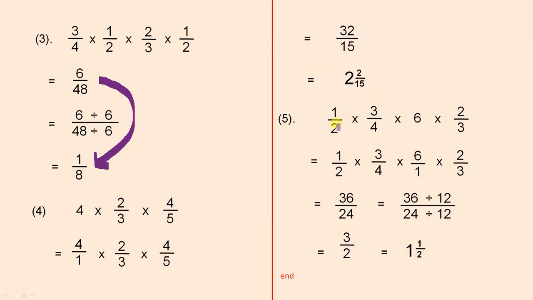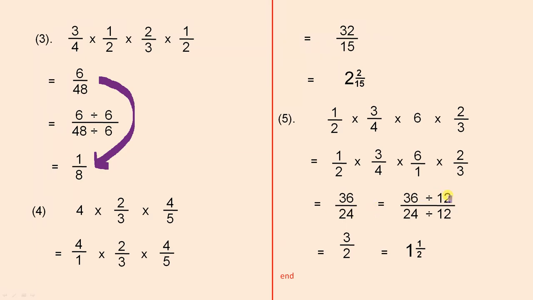The next one, a half times 3/4 times 6 times 2/3. Again, we write 6 as 6 over 1 because that makes it look like a fraction. 1 times 3 is 3. 3 sixes are 18. 18 times 2 is 36. 2 fours are 8. 8 ones are 8. 8 threes are 24. So we've got 36 over 24.